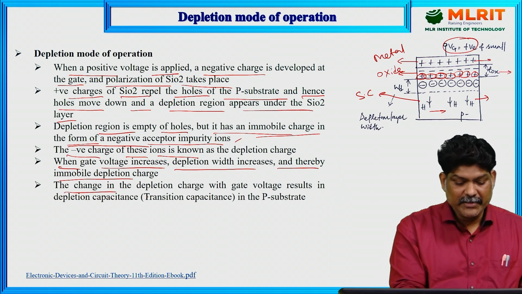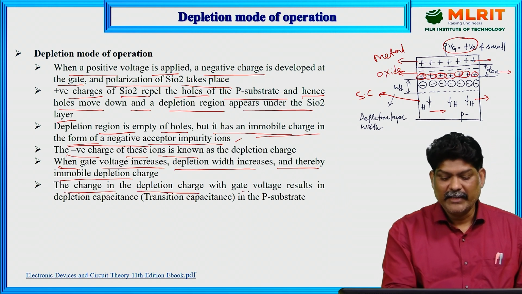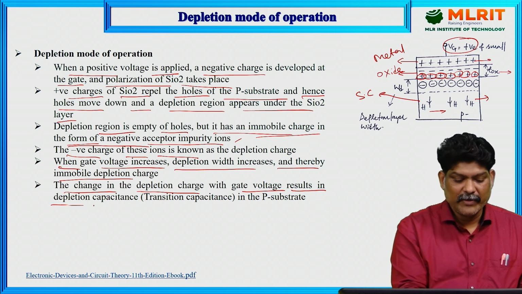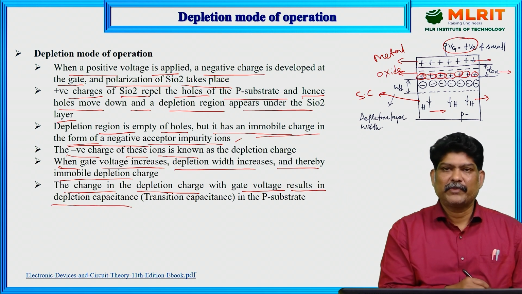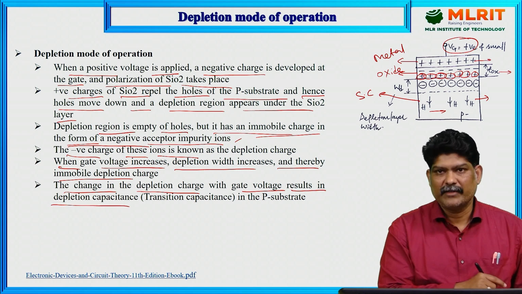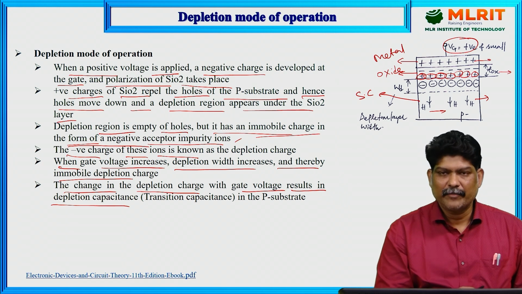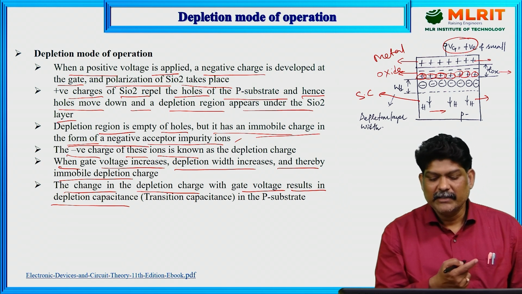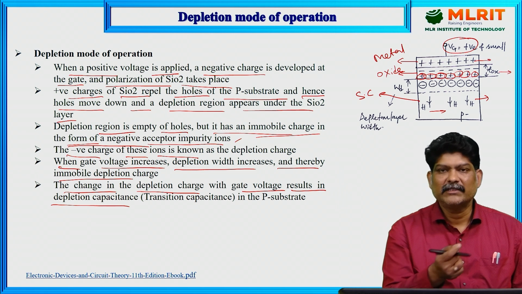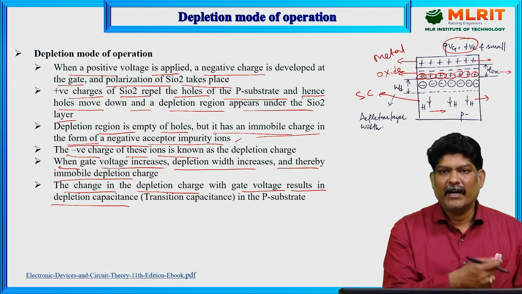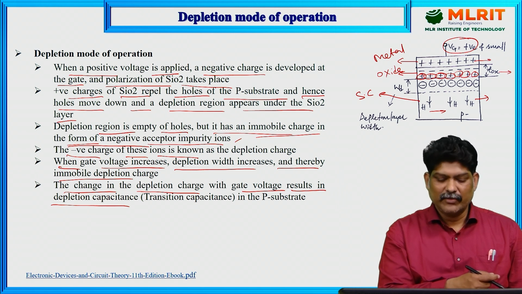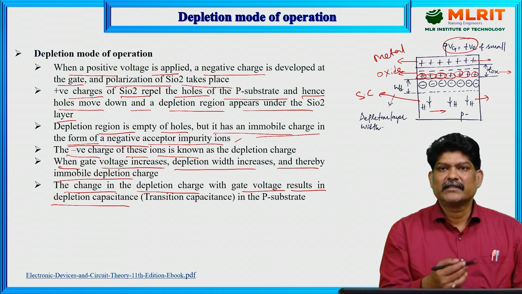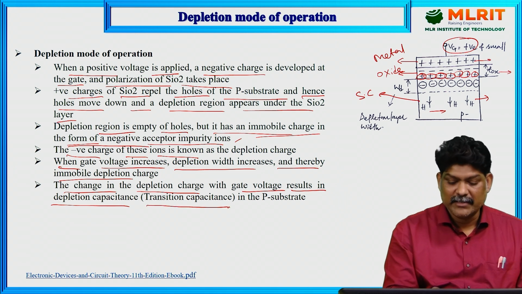The change in the depletion charge with gate voltage results in depletion capacitance. This is the basic principle in the depletion mode of operation. The capacitance of the MOS capacitor changes with the change in the depletion charge and gate voltage. So depletion charge changes with gate voltage, and hence MOS capacitance also changes, and that capacitance is called transition capacitance in the P substrate.